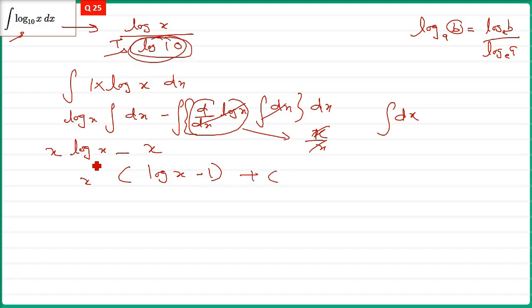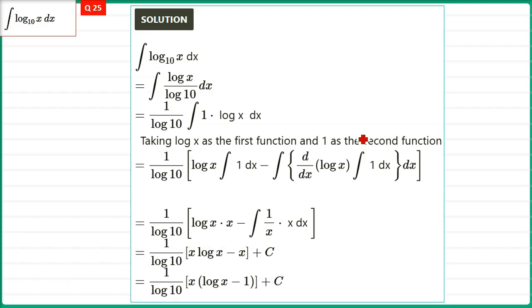There is a log 10 also, so we'll include that log 10 here. x you can take common, it will become log x minus 1. That will be easier to comprehend. So this is how this needs to be done.